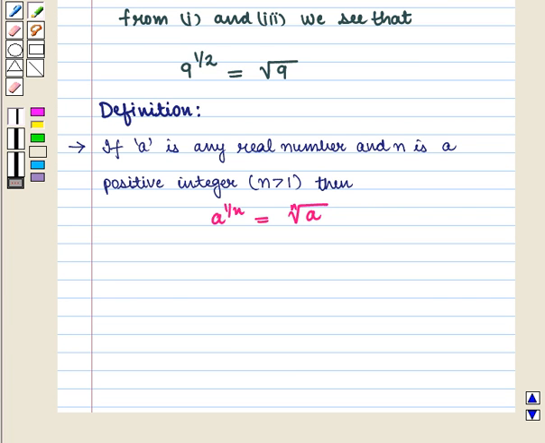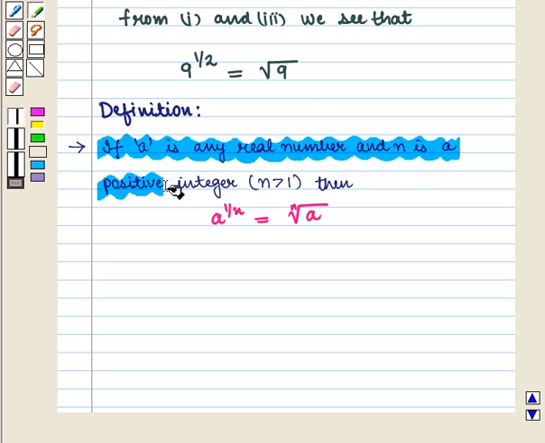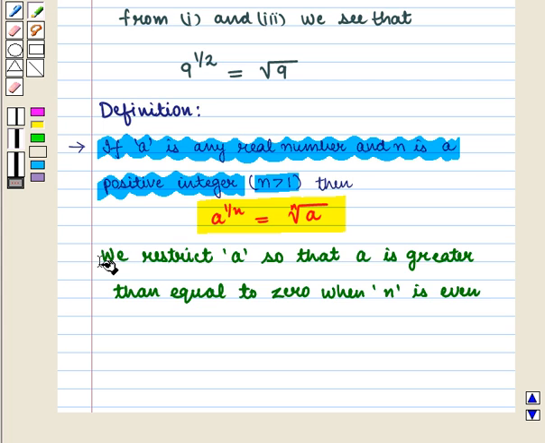So we conclude the definition of rational exponents as: if a is any real number and n is a positive integer, that is, n is greater than 1, then a raised to power 1 by n is equal to nth root of a. Here we restrict a so that a is greater than or equal to 0 when n is even.